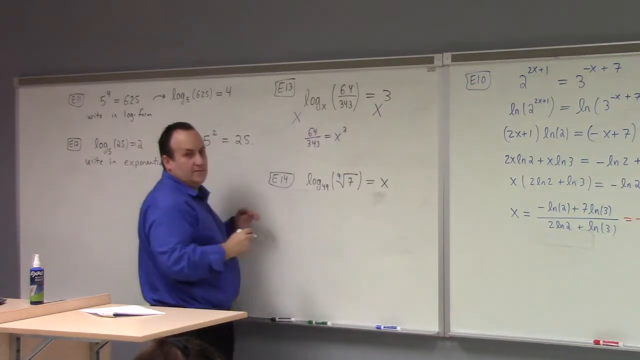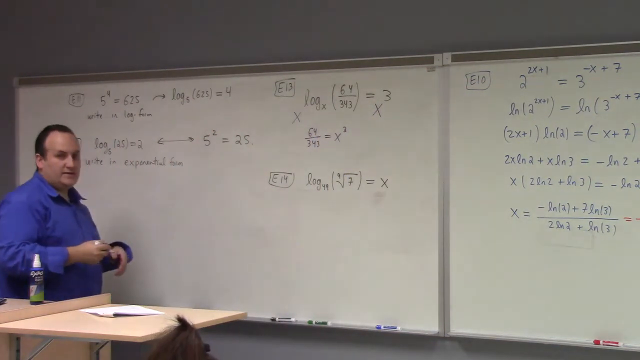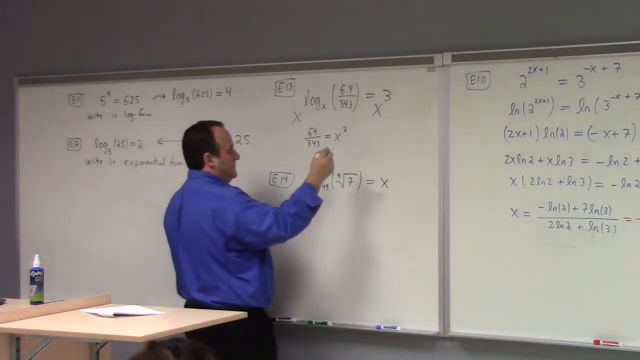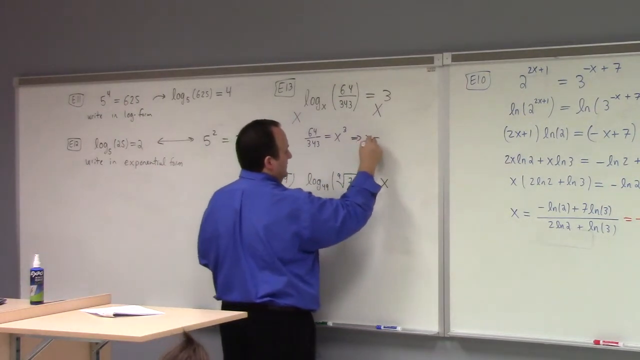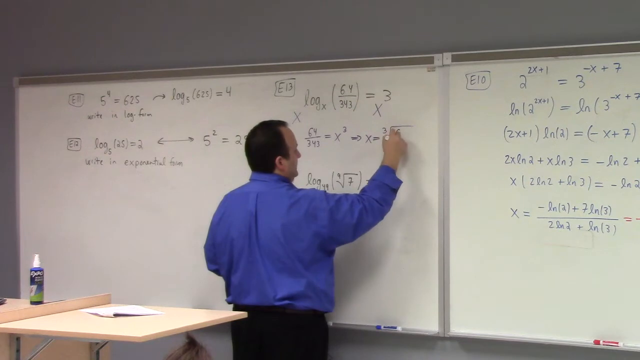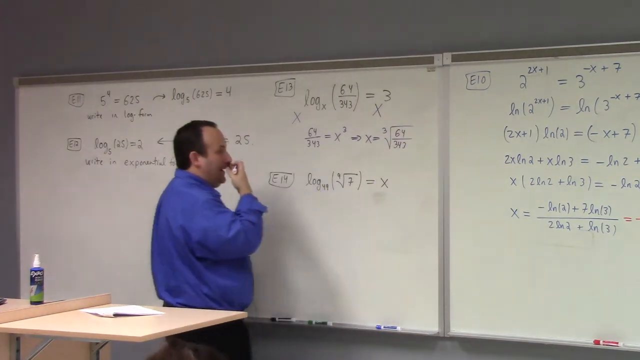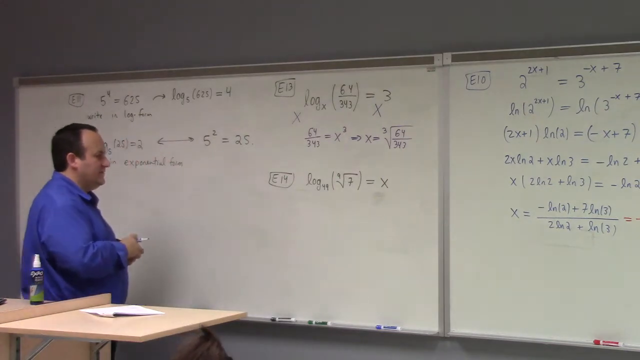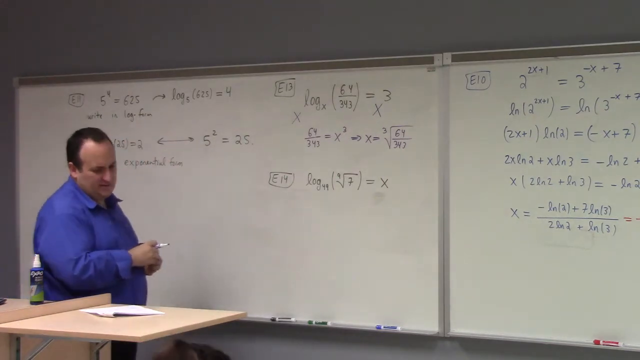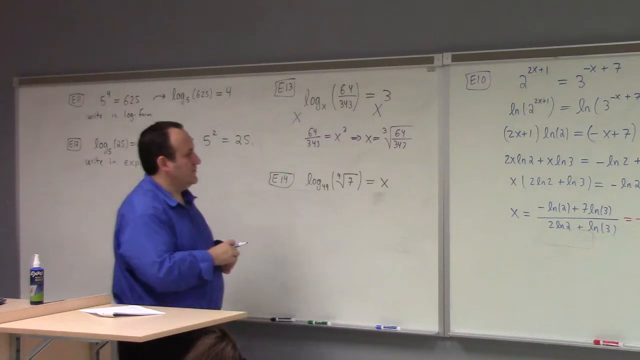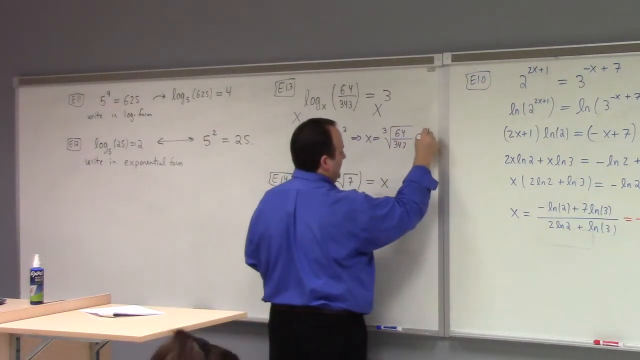Very good. And then that I can solve by taking the cube root of both sides. So this tells me then that x is equal to the third root of 64 over 343. And 64 is 4 cubed. 343 is something else cubed. I think it's 7 cubed, right? So this is actually 4/7.